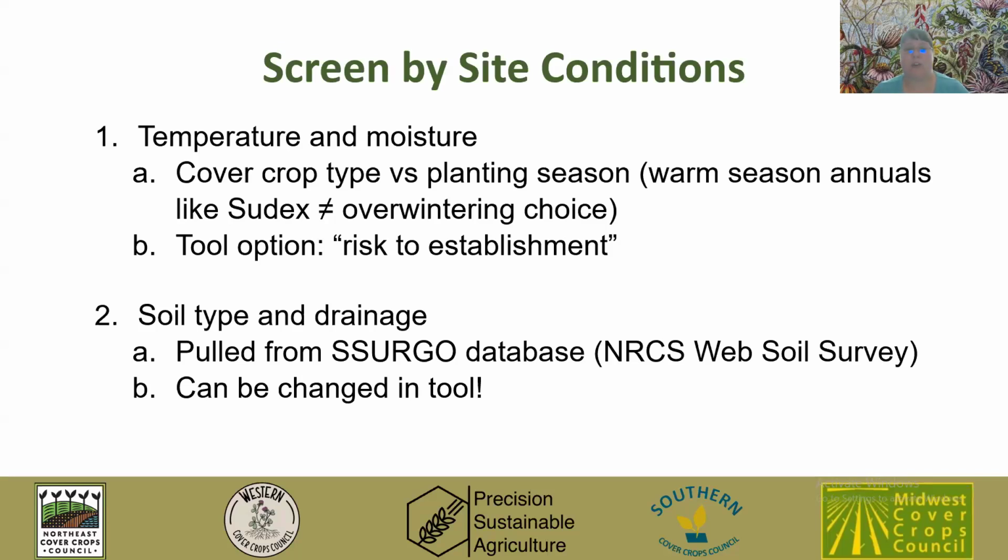Along with the weather, you obviously have to deal with your soil. So our tool absolutely pulls from the SSURGO database, which is the database that underlies NRCS's Web Soil Survey. However, we recognize that that survey is not explicit down to the tiniest little square foot in your field. And of course, a field can have multiple soil types in it. And so you absolutely can change the drainage in the tool.